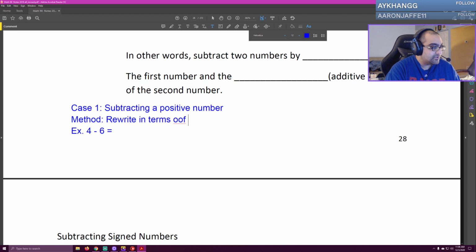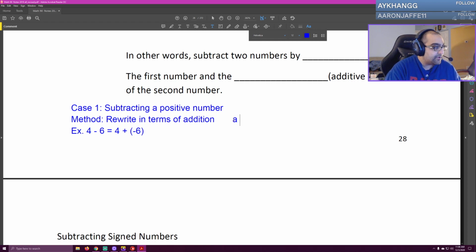Rewrite it in terms of addition. I'll just write it that way, and we're going to talk about how to do that here. So basically, if I look at 4 minus 6, I'm going to rewrite 4 minus 6 as 4 plus -6.